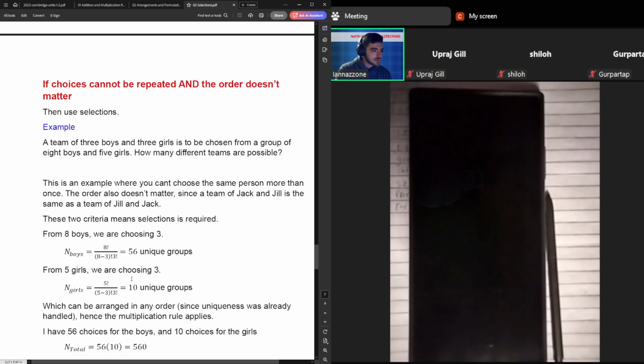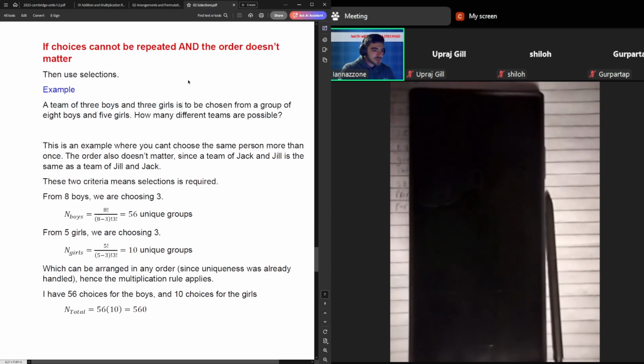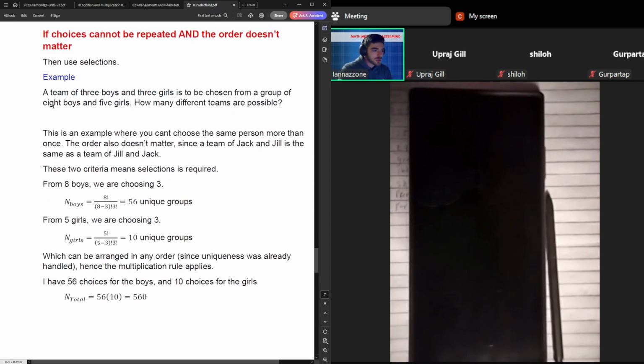Okay. And then lastly, usually it's around teams when you want to use this selections equation. Order does not matter for the teams. So, a team of 3 boys and 3 girls is to be chosen from a group of 8 boys and 5 girls. How many different teams are possible?